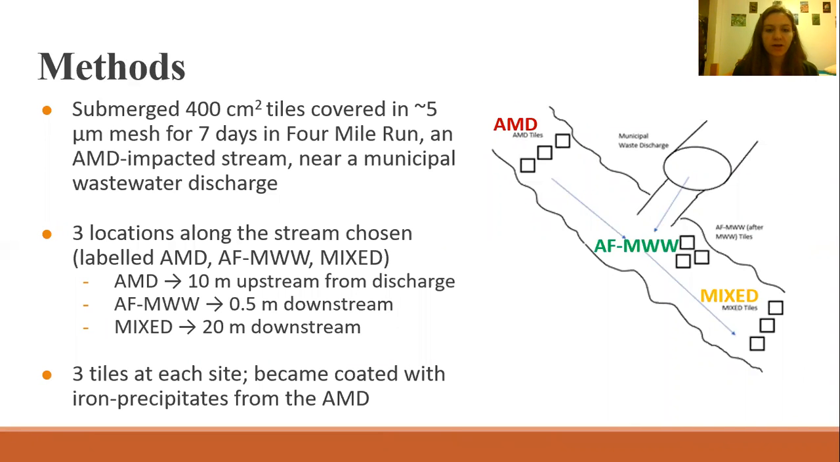What we did was place tiles covered in mesh in Four Mile Run stream for a week, and the 3 locations were chosen relative to where wastewater entered the stream. The AMD site was upstream from where the wastewater entered. The AFMWW site, for after municipal wastewater, was directly next to where it entered, and the mixed site was downstream from where the wastewater entered. There were 3 tiles at each site, and at each site we collected water samples to measure phosphorus and phosphate concentrations.